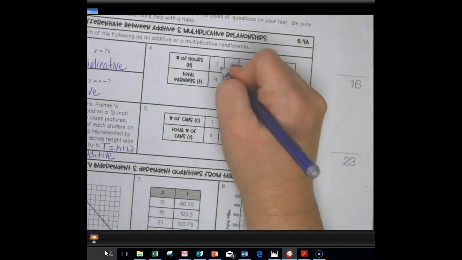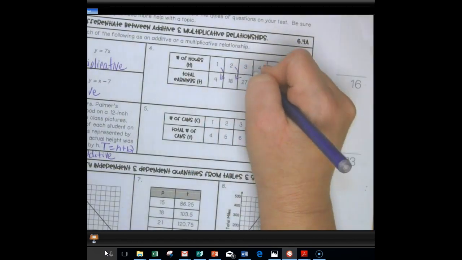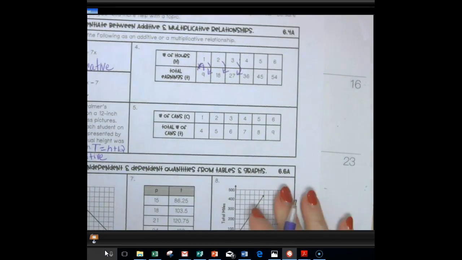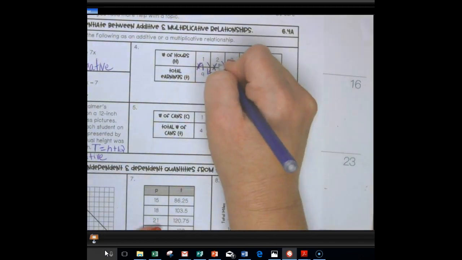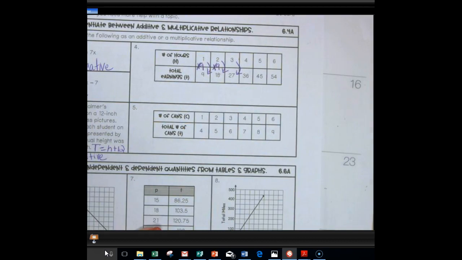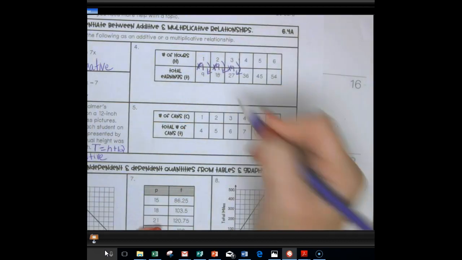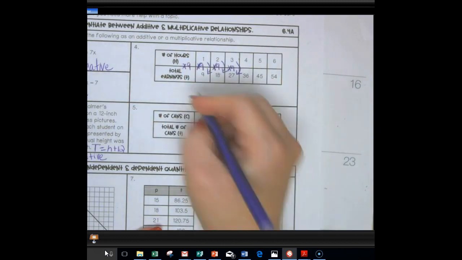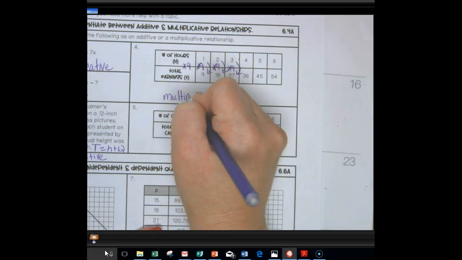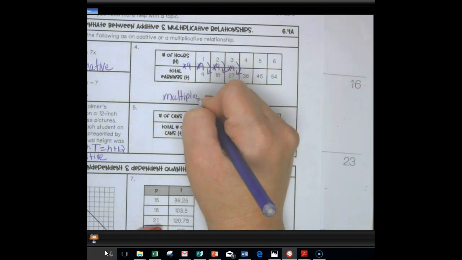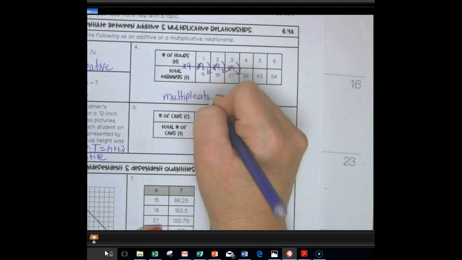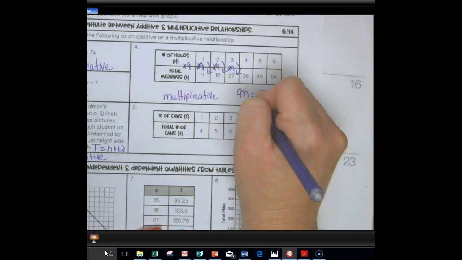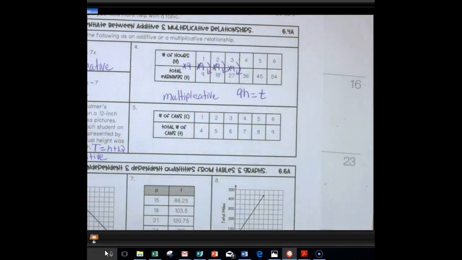Number of hours, going from here to here: 1 times 9, 2 times 9 is 18, 3 times 9 is 27. So I am multiplying H times 9. So this is multiplicative. The equation would be 9H equals the total hours.